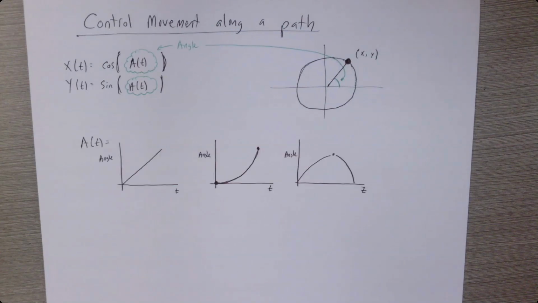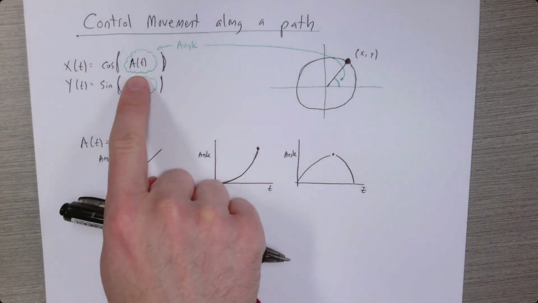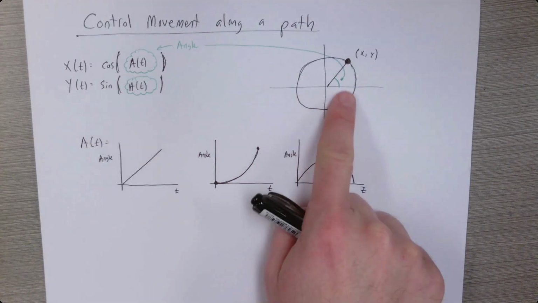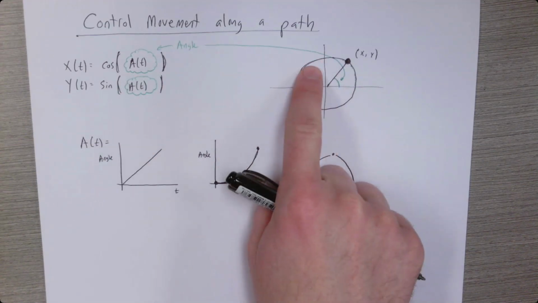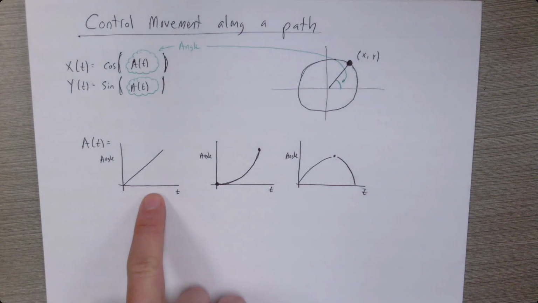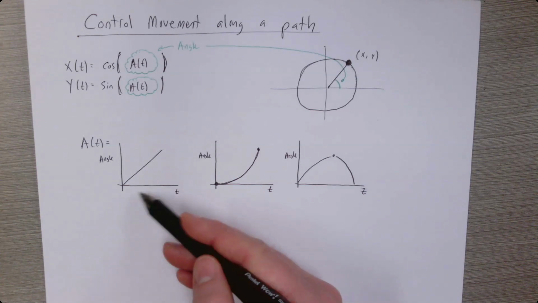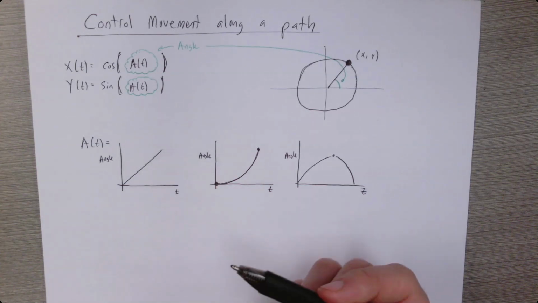Here's the idea. We're going to want to replace the part on the inside with an equation that tells us what angle we want to point towards at a particular time. So if the part on the inside is just t, that looks like this. As time increases, the angle is also increasing at a constant rate.